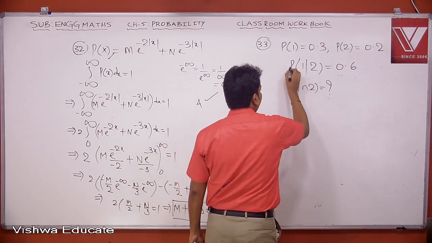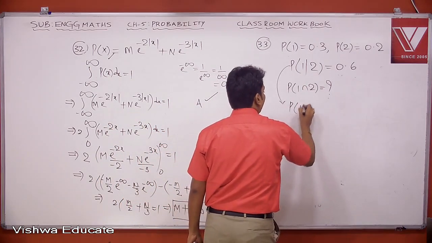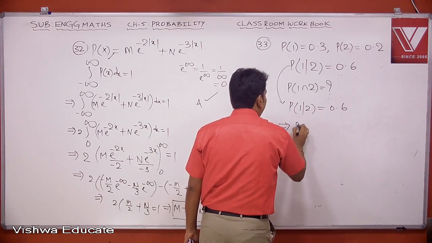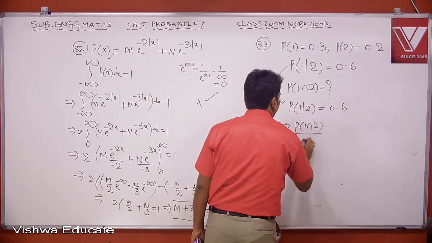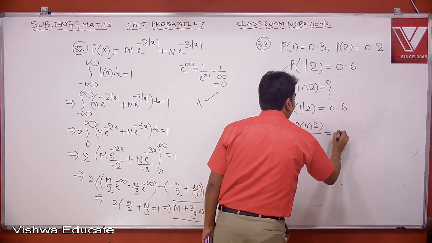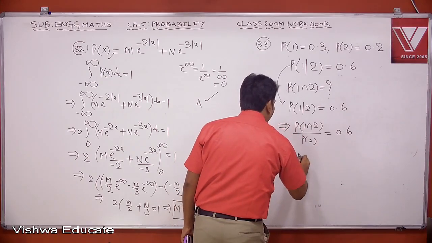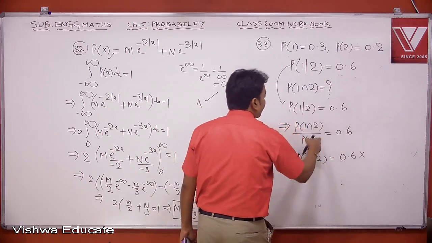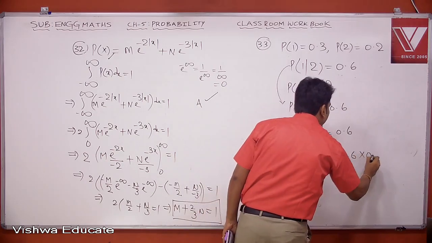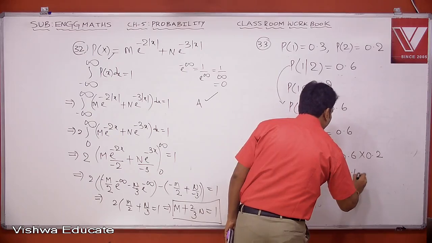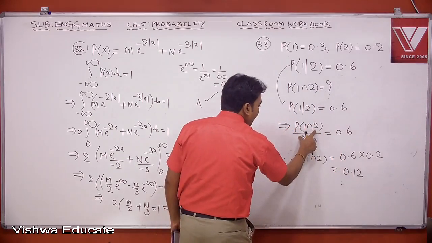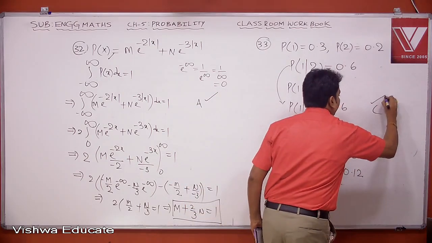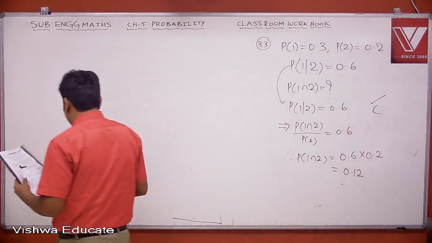Now let us look at this. Here P of 1 given 2 equal to 0.6. Now this implies P of 1 intersection 2 divided by P of 2 equal to 0.6. Therefore, P of 1 intersection 2 equal to 0.6 into P of 2. But P of 2 is 0.2. So therefore, this is 0.12. This is basically the definition of conditional probability. So 0.12. Option C is the right answer. Let's move to question number 34.